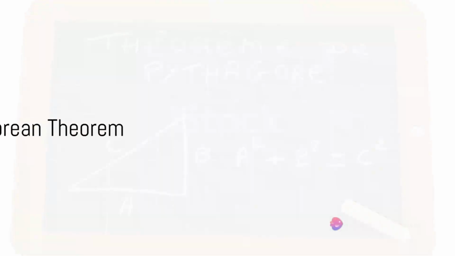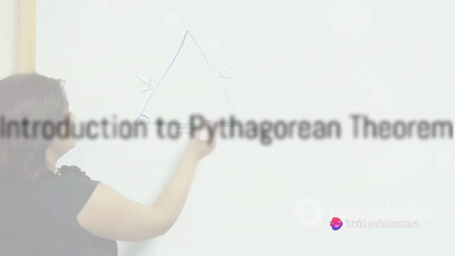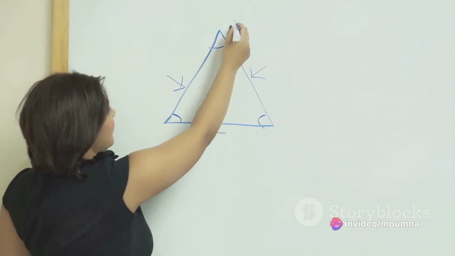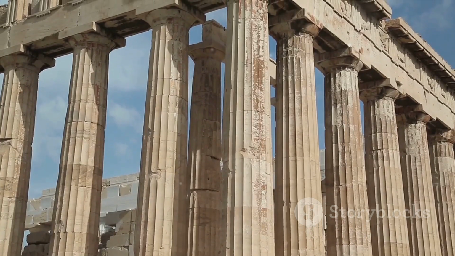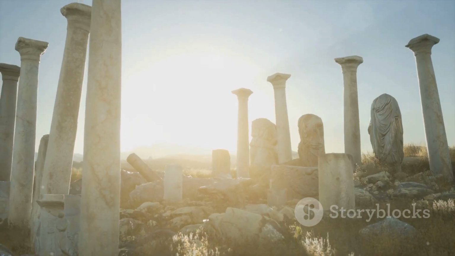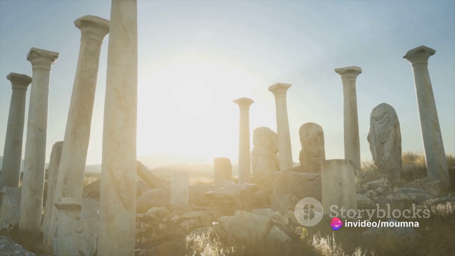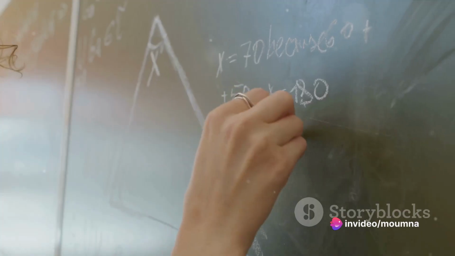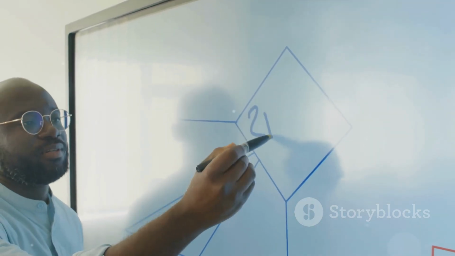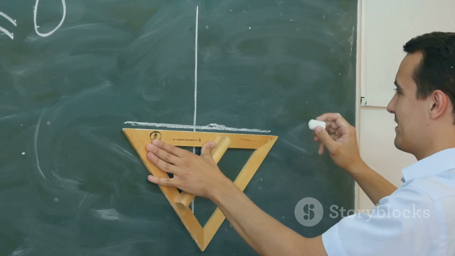Ever pondered over the relationship between the sides of a right-angled triangle? Today, we dive into the world of the Pythagorean Theorem. This fundamental principle in geometry, credited to the ancient Greek mathematician Pythagoras, unlocks the secret bond between the lengths of a right-angled triangle's sides. It's like a magic key, opening up a world where the square of the hypotenuse's length equals the sum of the squares of the other two sides' lengths.